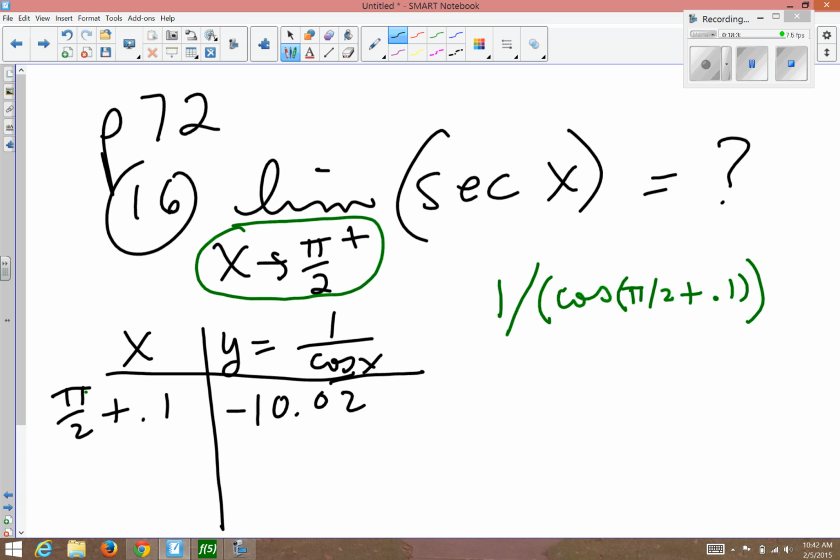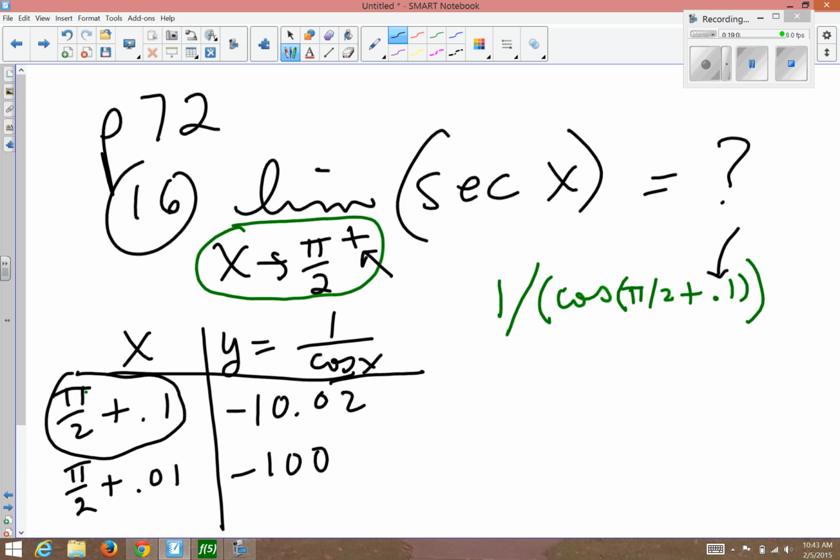Then plug in a number even closer to pi over 2. You would say this is close to pi over 2 and on the right side. But even closer to pi over 2 would be pi over 2 plus 0.01. So stick a 0 right there. And when I did that, I got negative 100.